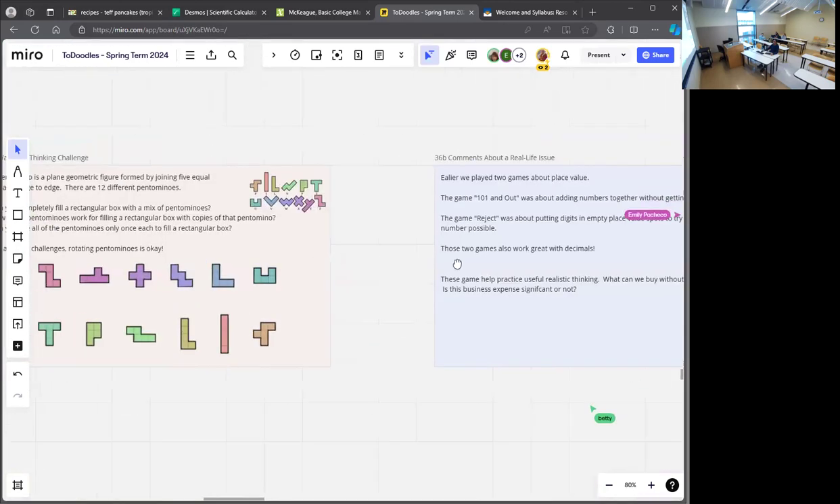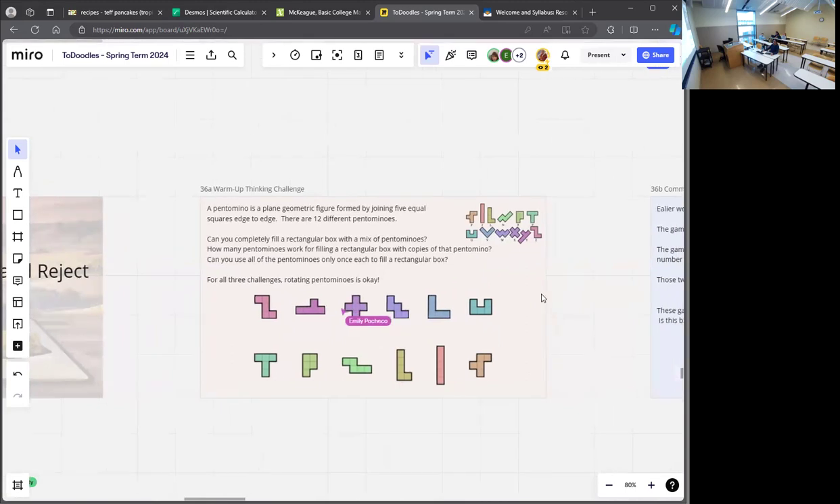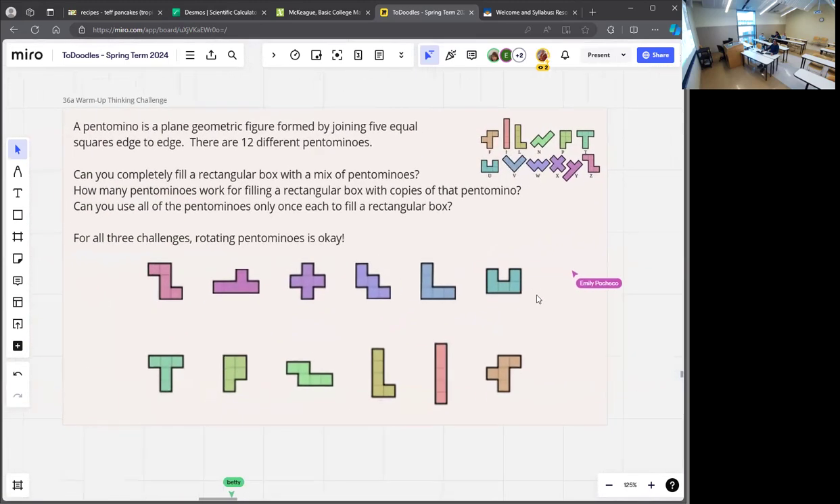Okay, now we get to play games. Yay, games! Here's a warm up that we're not going to do because games are more fun.